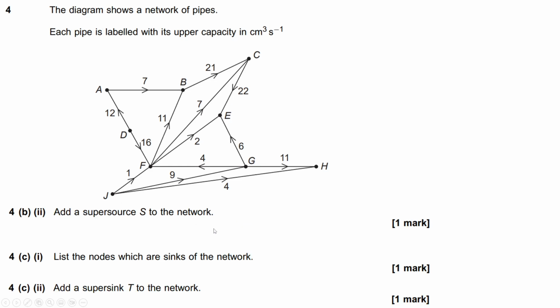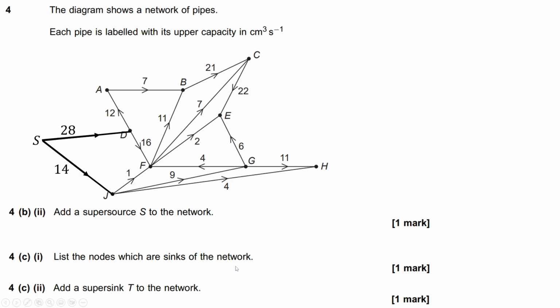Okay, add a super source. A super source is like the main source, which feeds into the other sources, right? So if we just call it S, well, it's only going to feed into D, and it's only going to feed into J, because those are the only sources. And now it must have, at minimum, 28 going into this one to be able to provide a flow of 28 through D to A and then F. Similarly, down here, we'd need at least 14. So that's 28 there, and that's 14 there. I've just added up these and put them there.